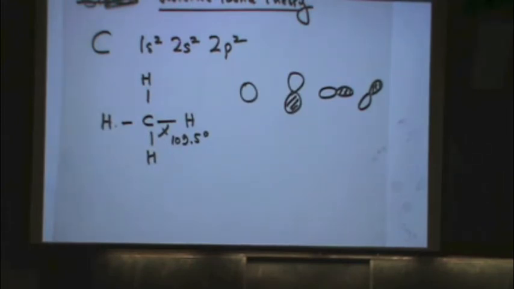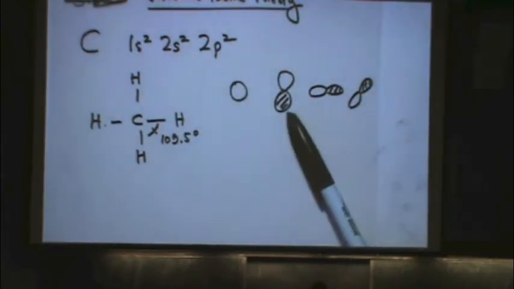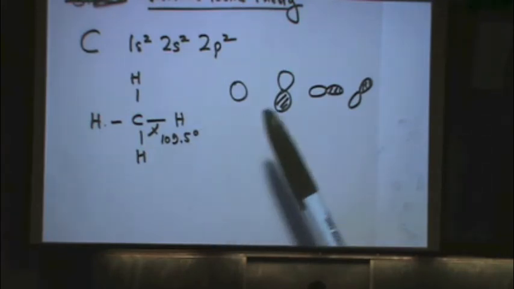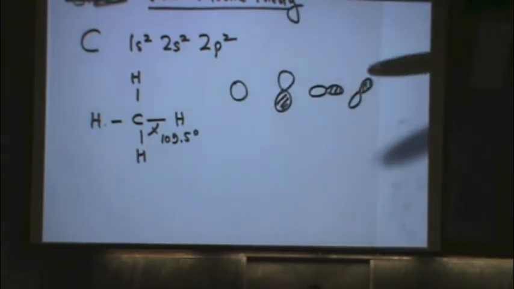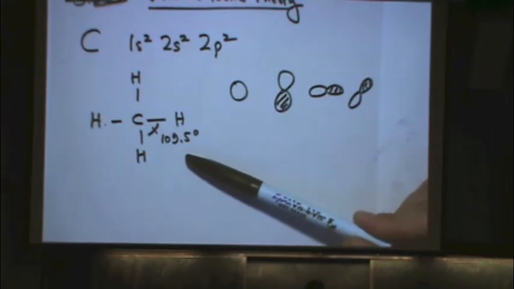They make 90-degree bond angles. Well, the problem is, from what we know of carbon, it would make 90-degree angles, but it doesn't. It makes 109.5 in this example. So the angles of the orbitals do not match with the angles produced by VSEPR.